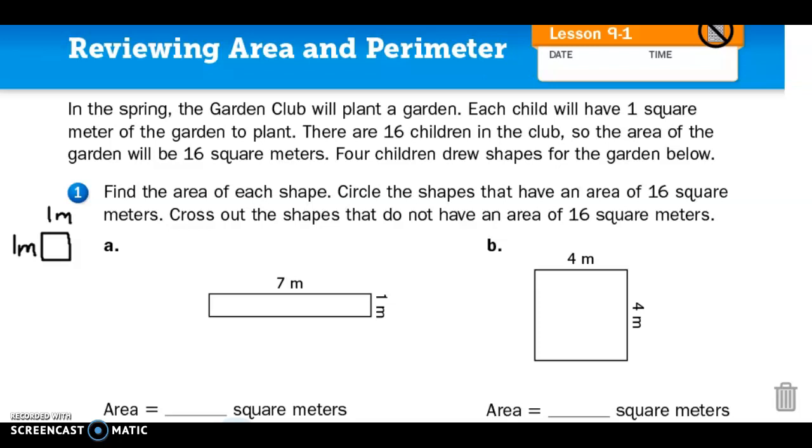Hello, people. Okay, continuing 9-1, we are on journal page 275. Awesome. We're going to review area and perimeter.